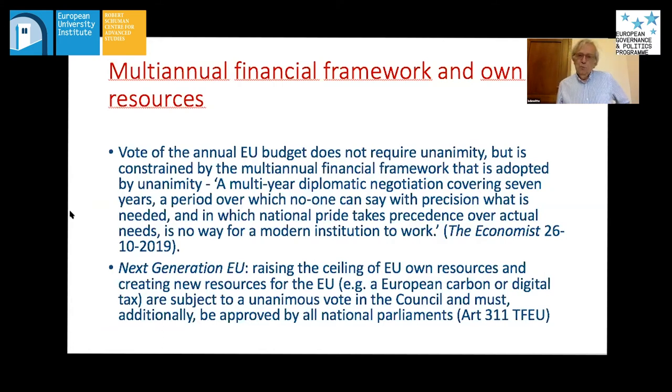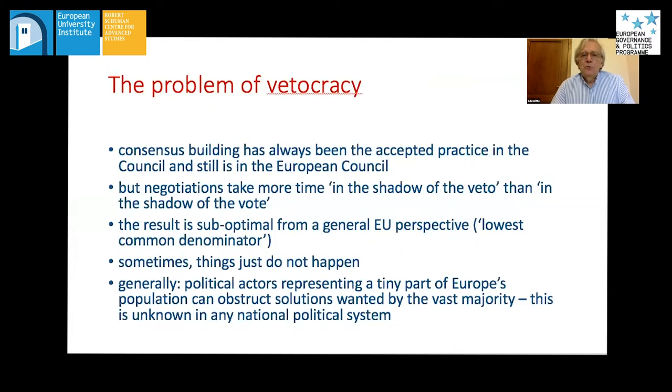If the EU wants to raise the ceiling of the EU's own resources, and if it wants to create new resources for the EU to repay the debt of the EU, as proposed in this project, we need again a unanimous vote in the Council and the approval of all this by all national parliaments. So what we have here is what you could call a problem of vetocracy.